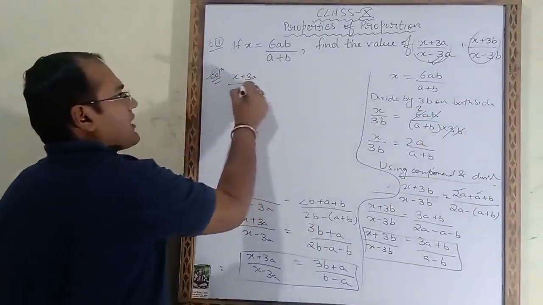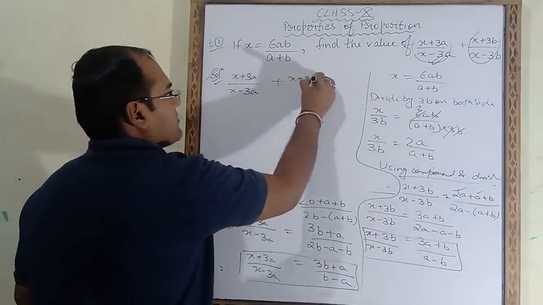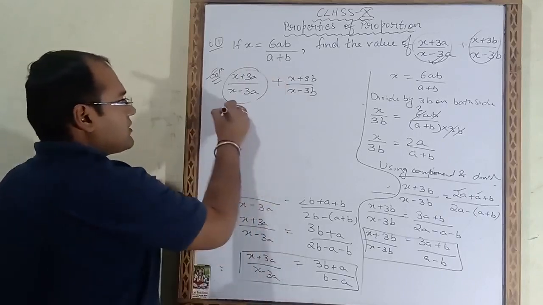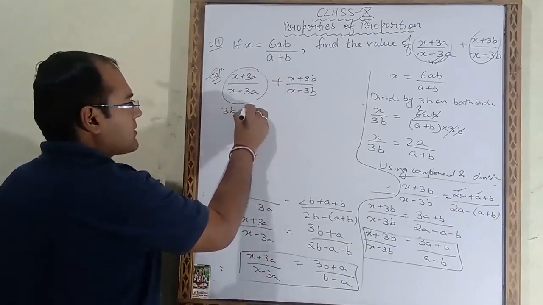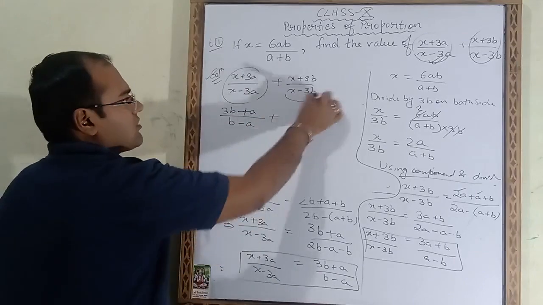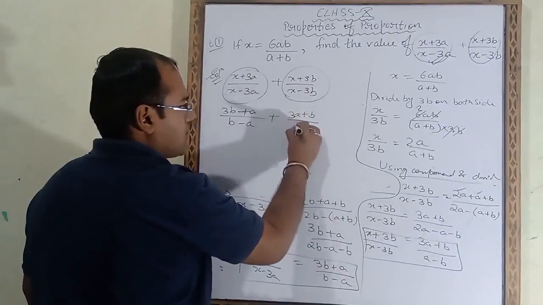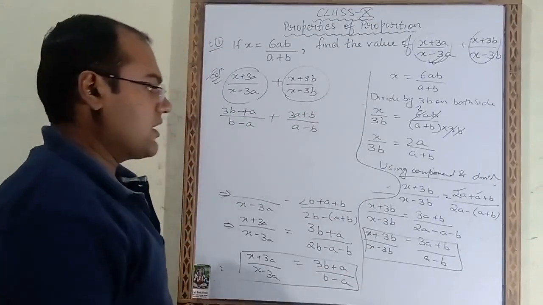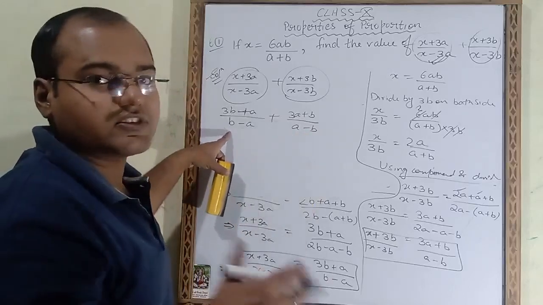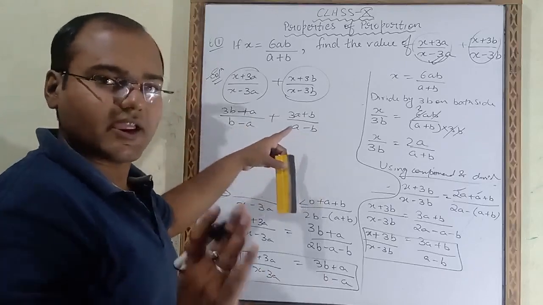So the full term we will write: x plus 3a upon x minus 3a plus x plus 3b upon x minus 3b. Answer of this is 3b plus a upon b minus a, plus the answer of this we found here, 3a plus b upon a minus b. Here in the denominator, if we observe, both the terms are the same, only the difference is of sign. Here it is b minus a and here it is a minus b. Terms are same but signs are different.